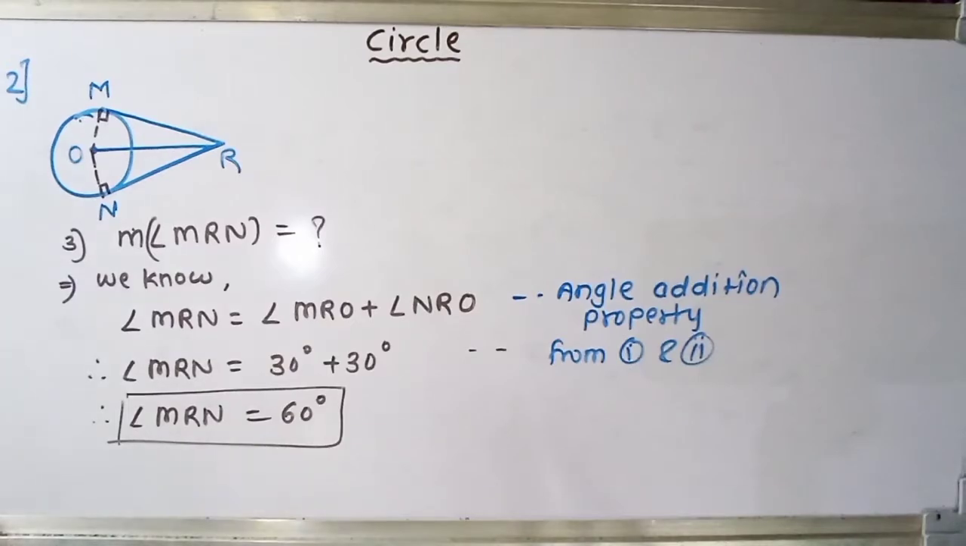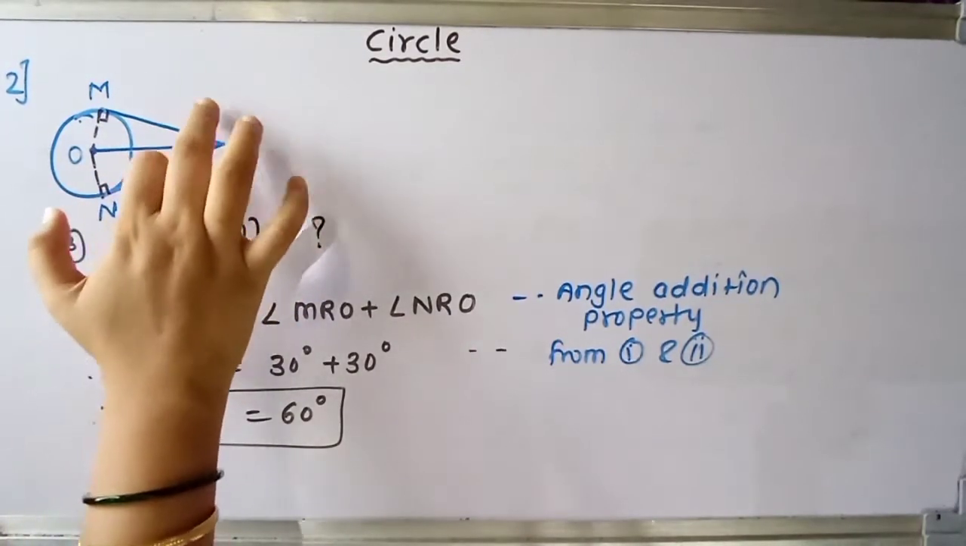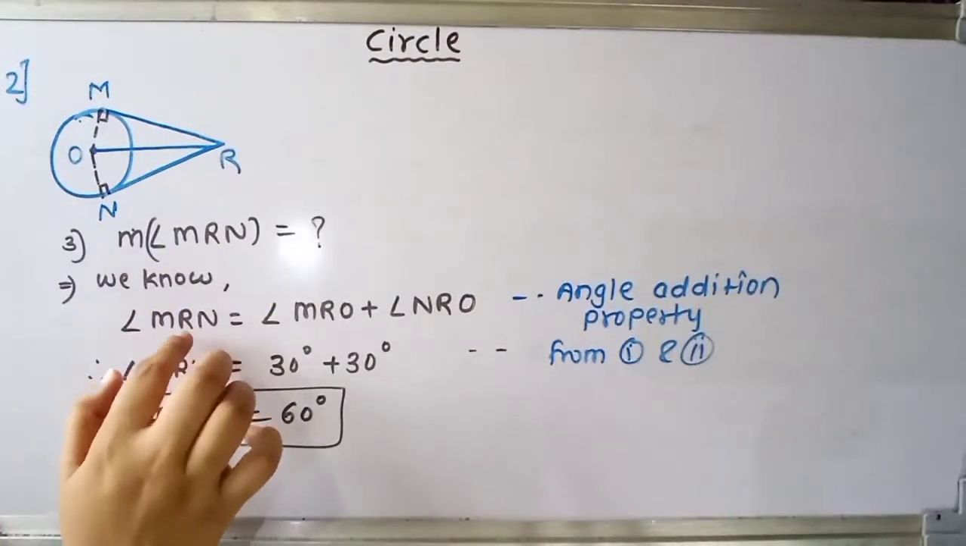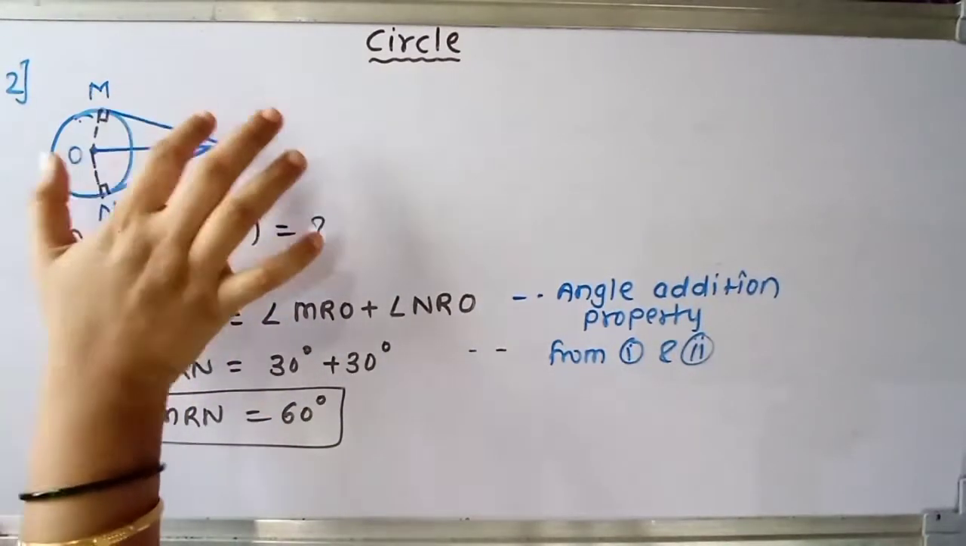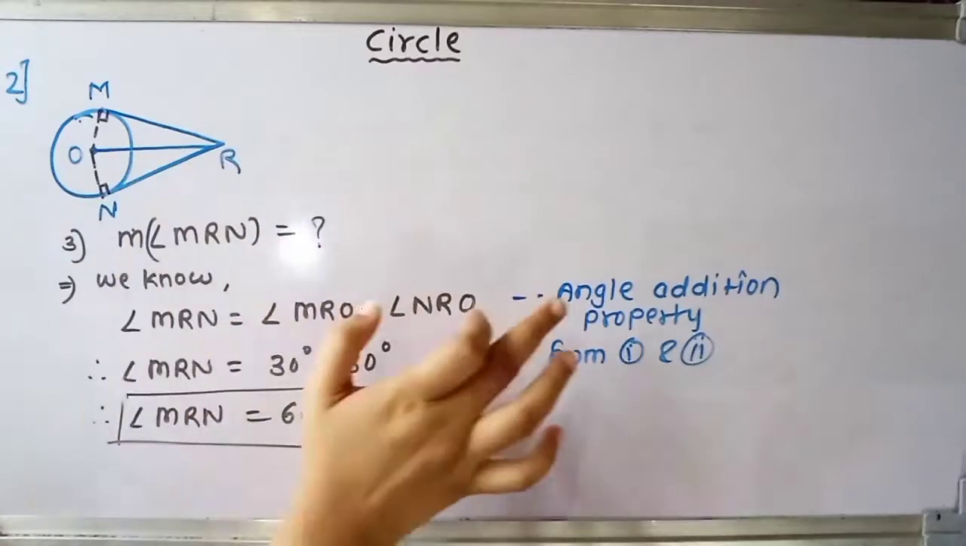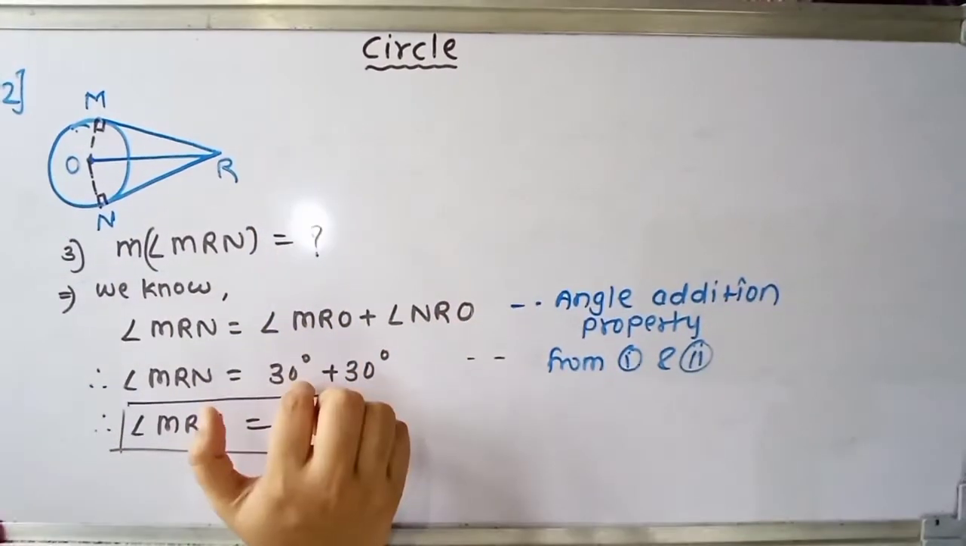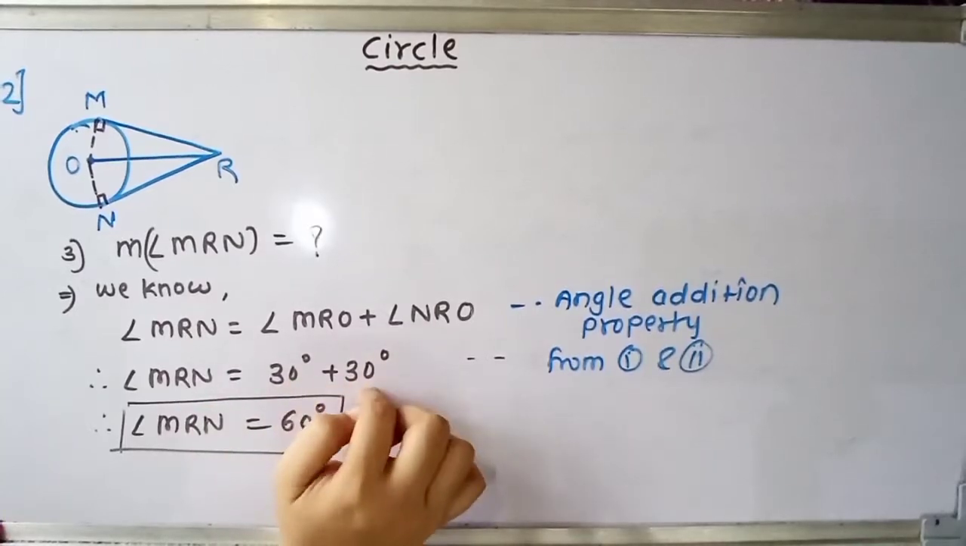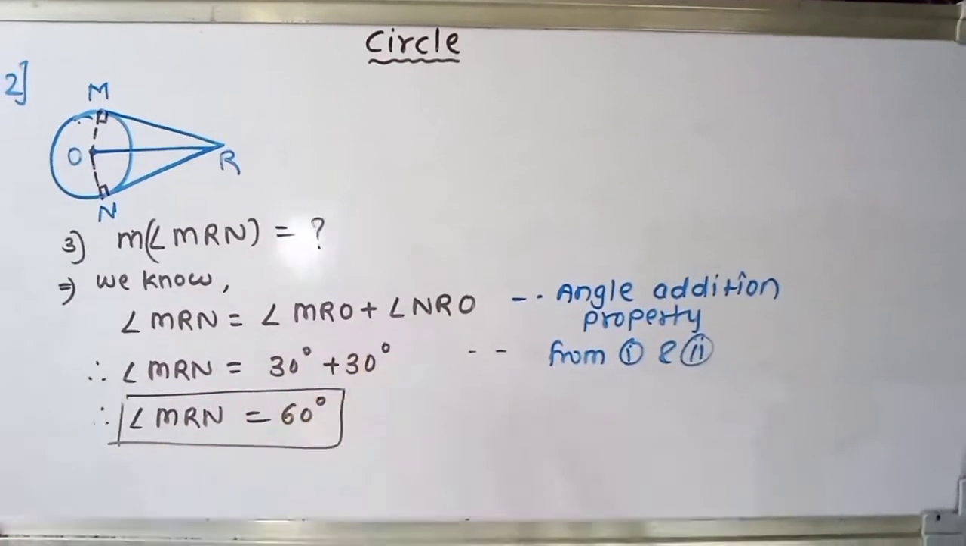Now the third question is very easy. We have to find the measure of angle MRN, this complete angle. Now we can write MRN is equal to MRO plus NRO, by the angle addition property. MRO is 30 degrees and NRO is 30 degrees. So 30 plus 30 is 60 degrees. So the measure of angle MRN is equal to 60 degrees. Is this clear to you, students? So write the question in your notebook.